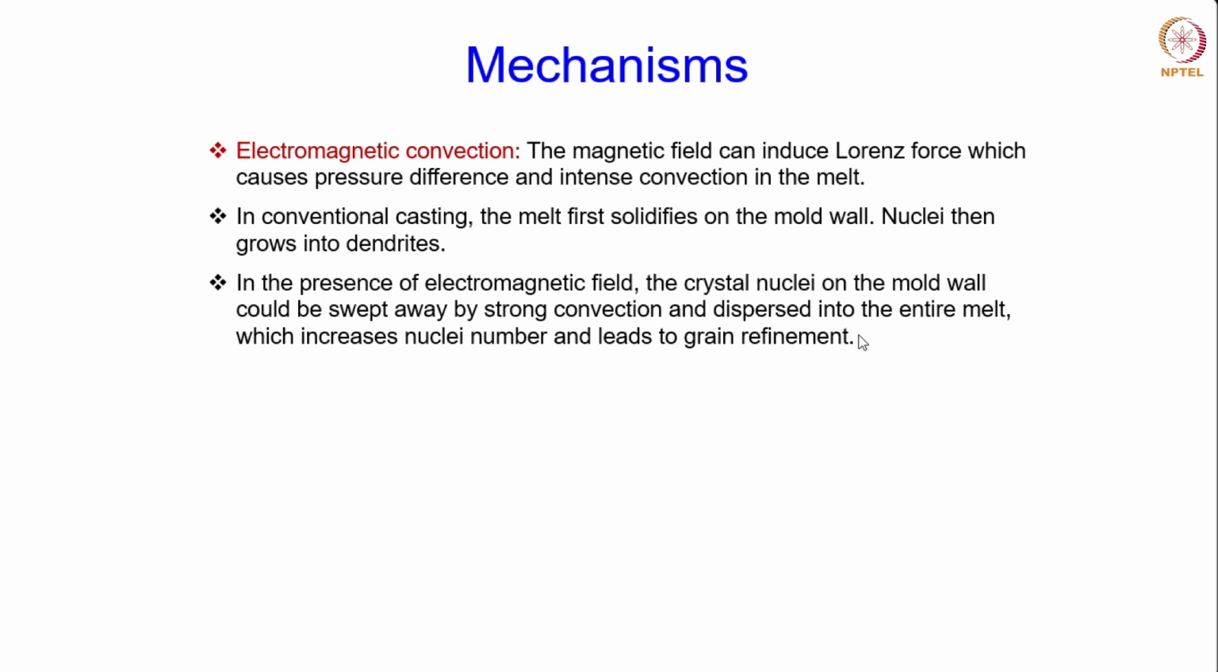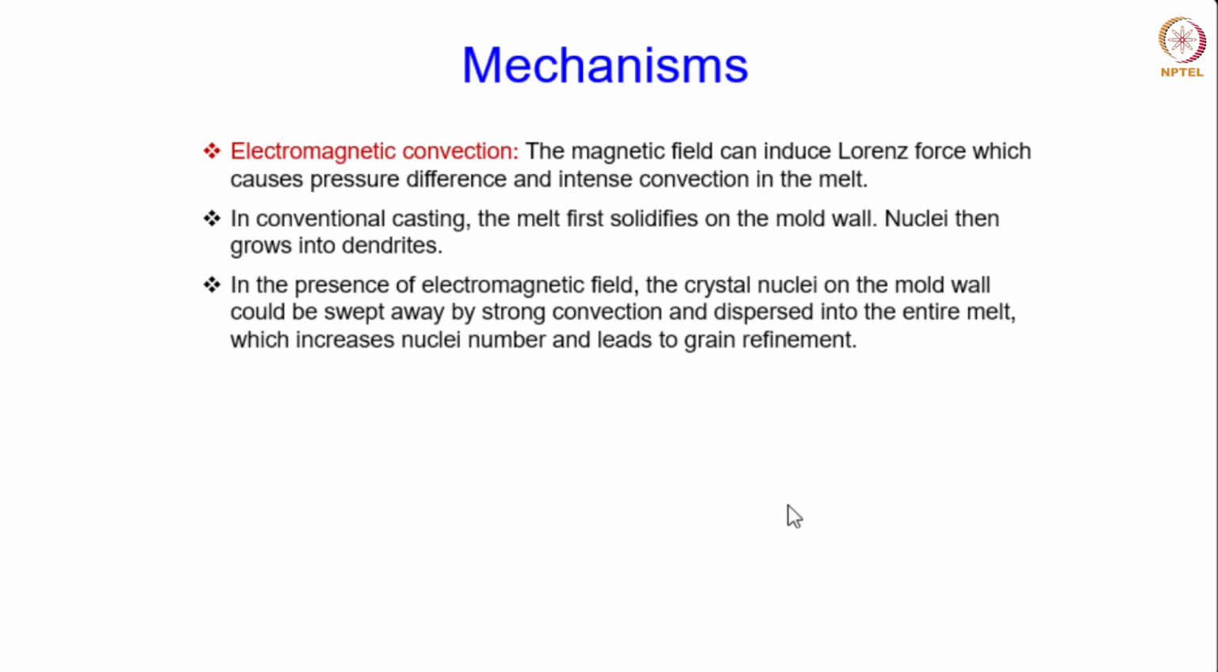So the process of grain refinement comes due to the presence of a magnetic field which induces a force leading to a pressure difference and creation of convection in the liquid metal. This is another way of grain refinement in the liquid metal with the help of some forces that can create vibration or agitation in the molten metal.